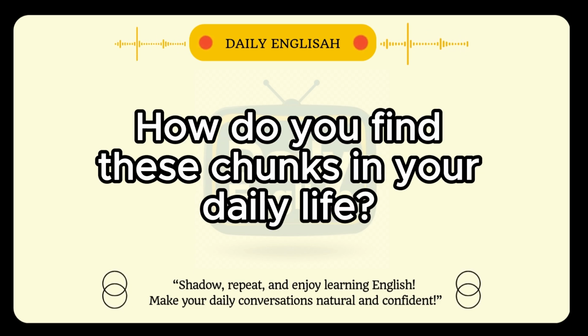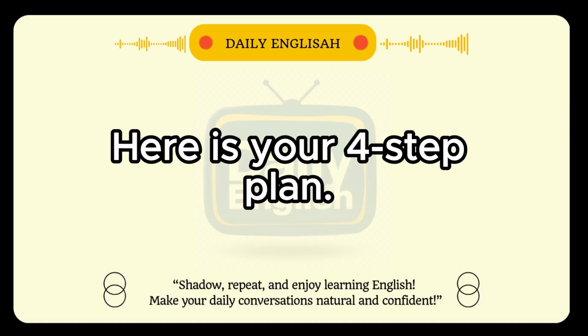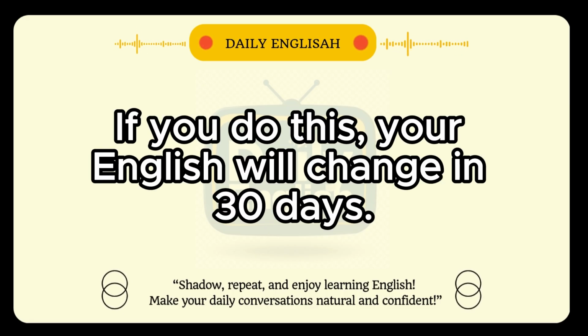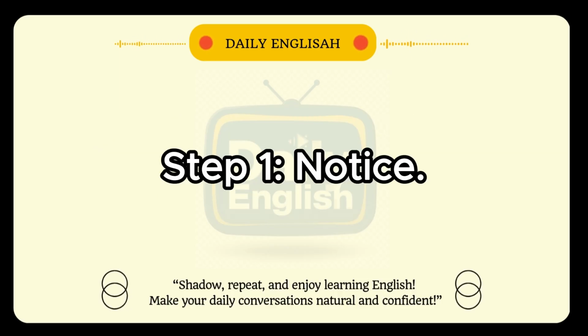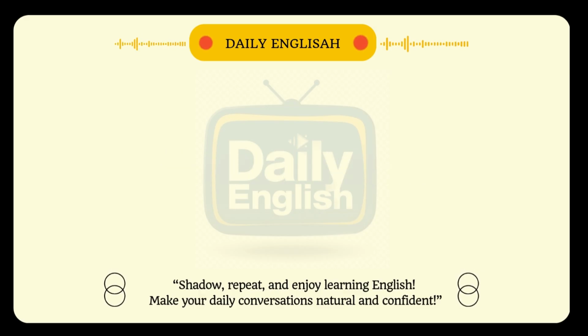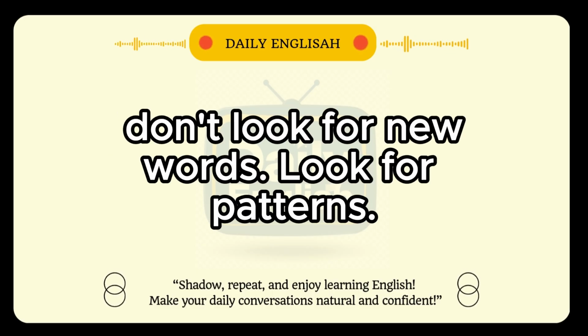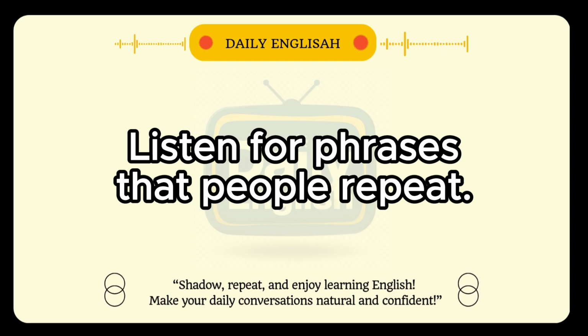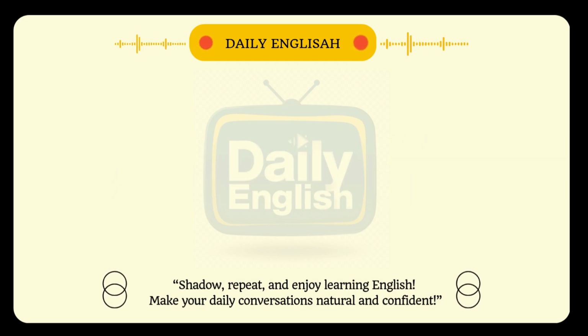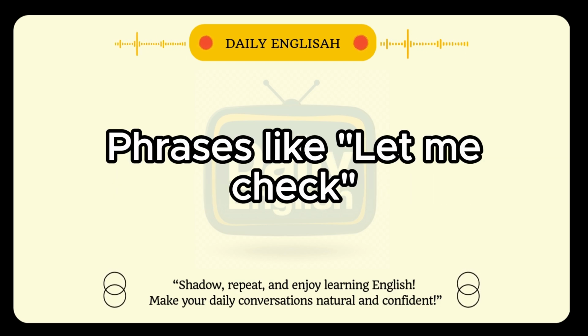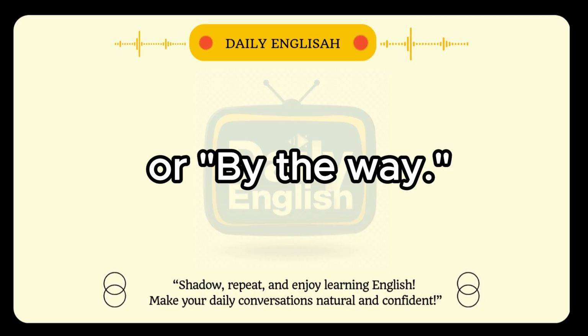How do you find these chunks in your daily life? Here is your 4-step plan. If you do this, your English will change in 30 days. Step 1. Notice. Be a detective. When you watch a movie or listen to a podcast, don't look for new words. Look for patterns. Listen for phrases that people repeat. Phrases like, let me check, or by the way.